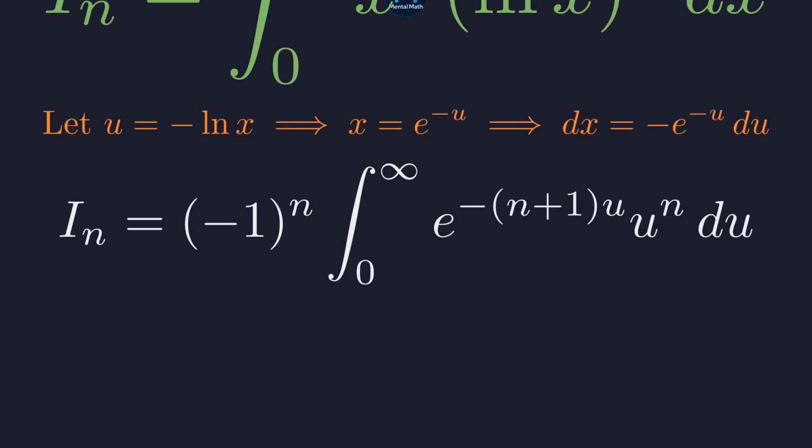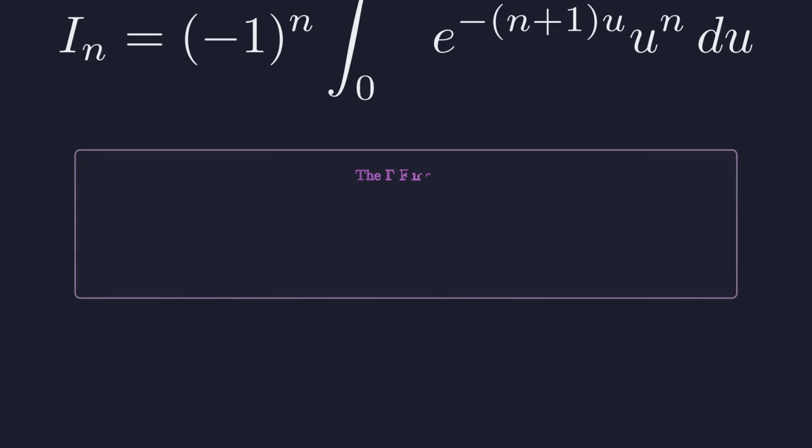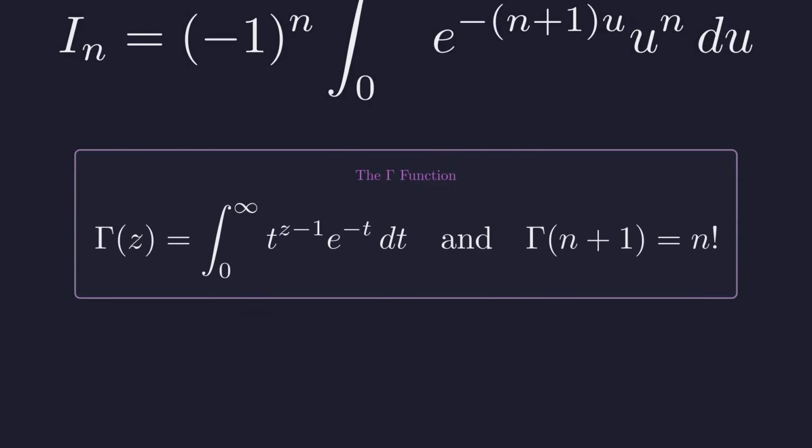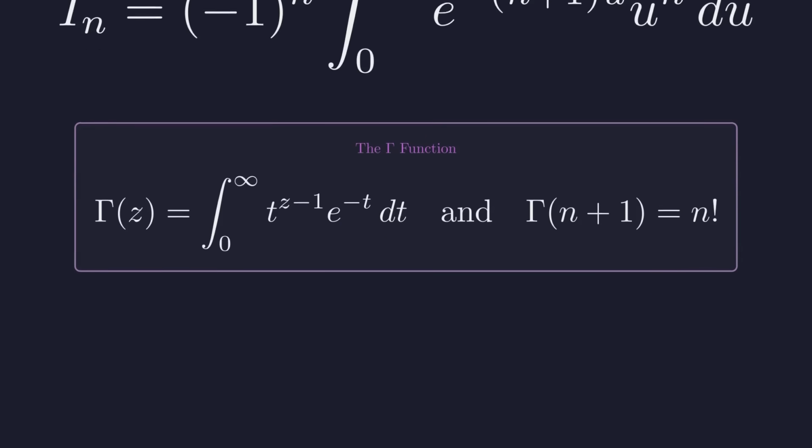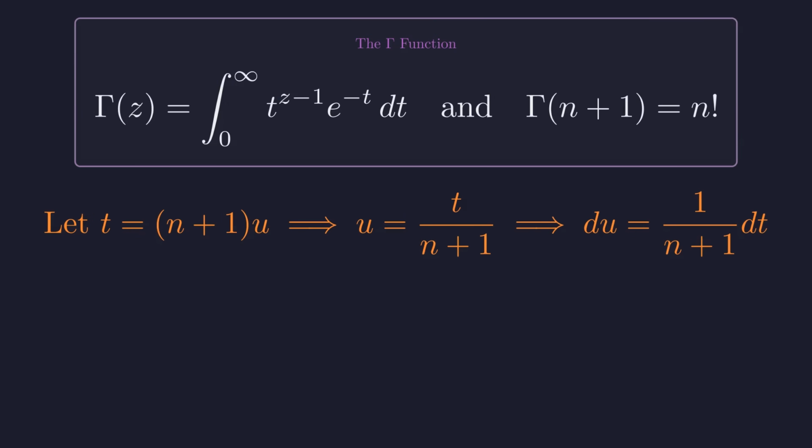Now, this form is very close to a famous function in mathematics. This is the gamma function, which generalizes the factorial. The key identity for us is that gamma of n plus 1 equals n factorial. To make our integral match the gamma function, we'll make one more substitution. Let t equal n plus 1 times u.